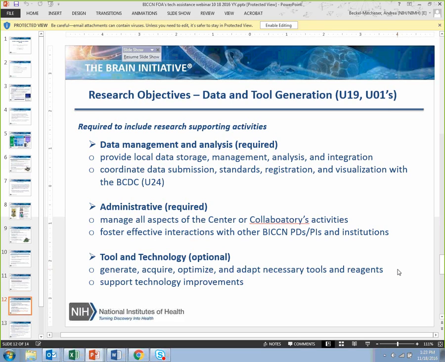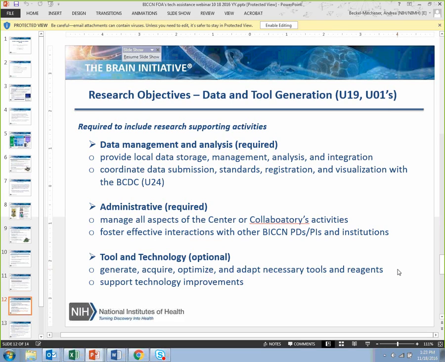For the administrative activities, the center needs to manage all aspects of the center or collaborative activities and foster effective interactions with other BICCN centers or laboratories.